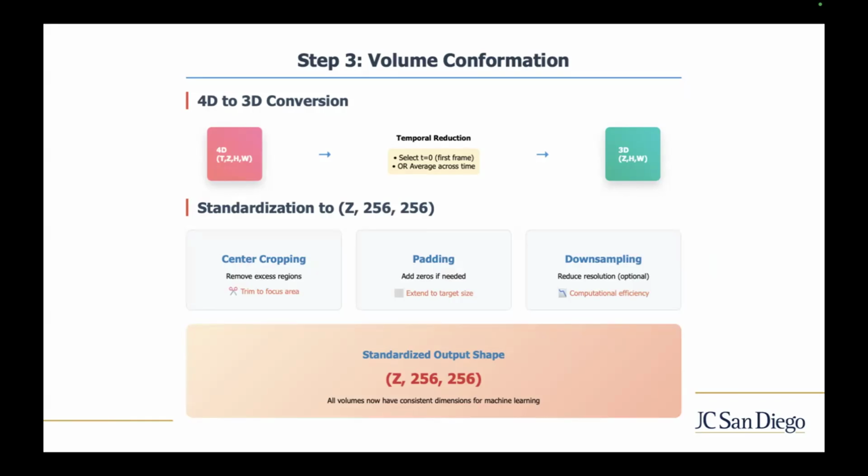That makes it a little bit easier to visualize the whole heart and get our model all the data it needs to understand all the different spatial parts of this heart and structural issues in this heart. We did this through center cropping, padding, and also downsampling. And then we also standardized our output shape.